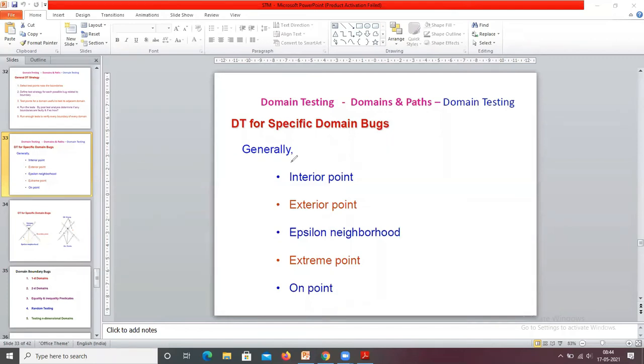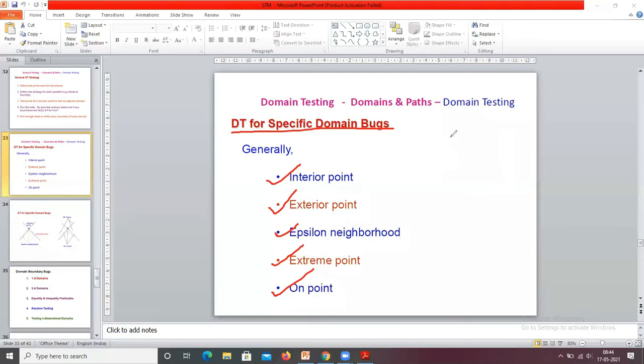So these are the domain bugs, the domain tests for specific domain bugs. Generally, these are interior point, exterior point, epsilon neighborhood, extreme point, and on point. Okay, we will discuss them one by one. The first one is the interior point.